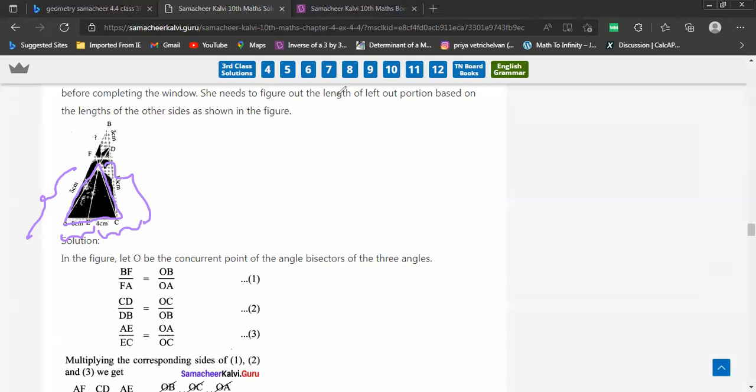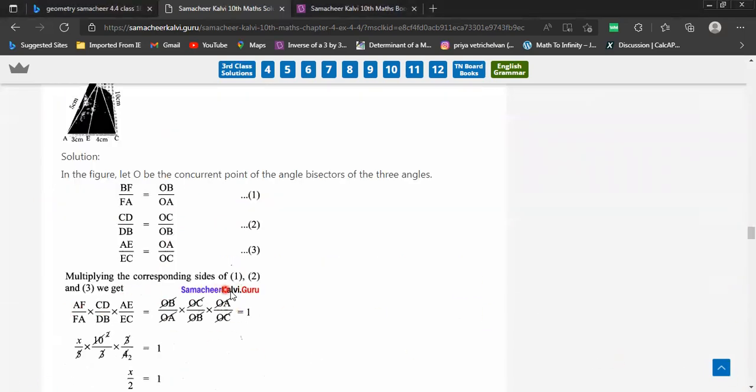So now we are multiplying all three and substituting the values in it. When you multiply, OA, OC, OB and OB get cancelled, and the right hand side becomes 1. In your left hand side, you have BF upon FA times CD upon DB times AC upon EC.